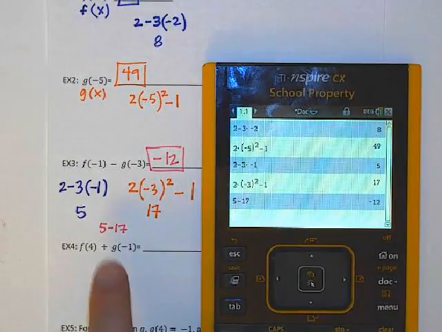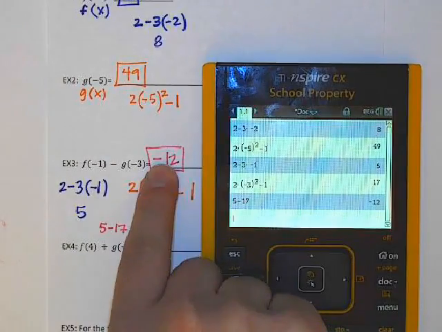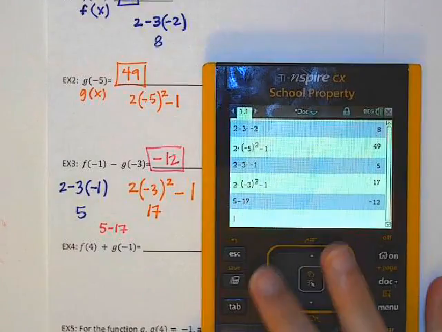What would have happened if I flip-flopped them? I would have got 12. And that's not the right answer. -12 is the right answer. Okay, example 4.